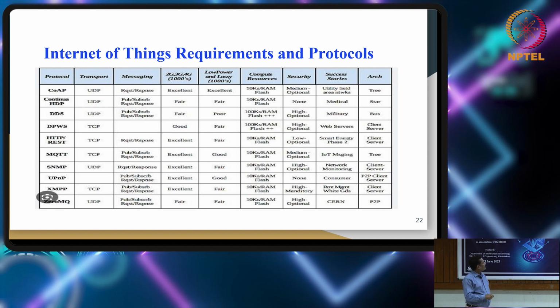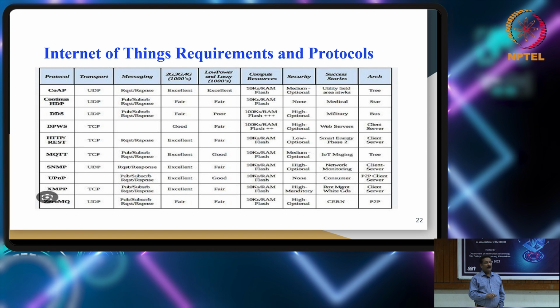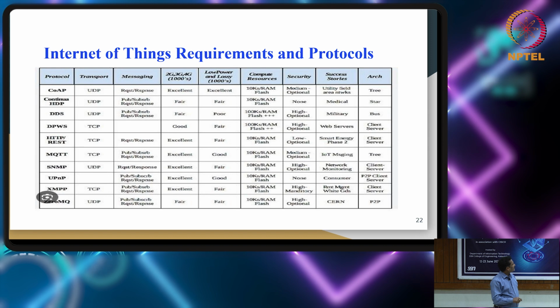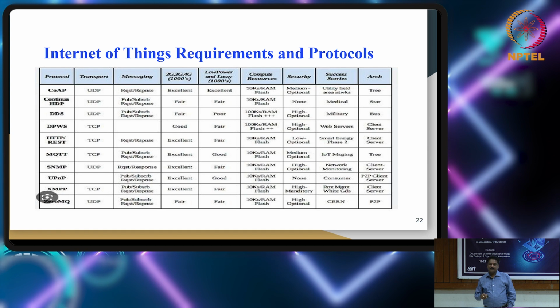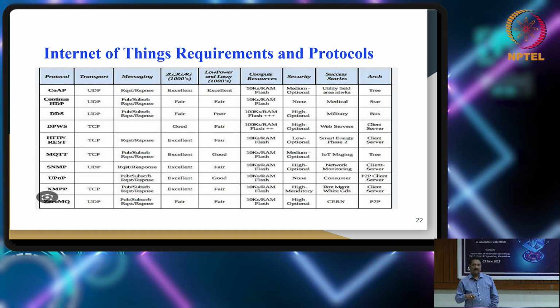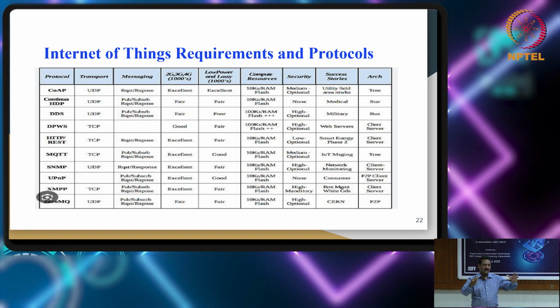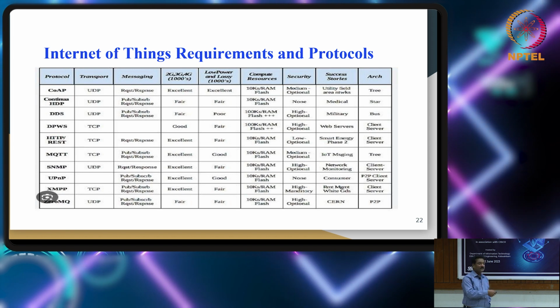2G, 4G in terms of hundreds. Low power and lossy, again thousands. And computing resources: 10K RAM and flash memory. And security is medium, optional, and the success stories are in utility field area. The architecture is tree based. Sometimes you can say topology, how we are arranging the systems. That is called topology, right? So the topology is the architecture, for example.